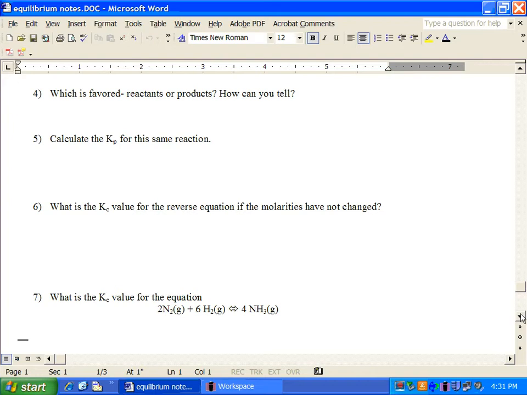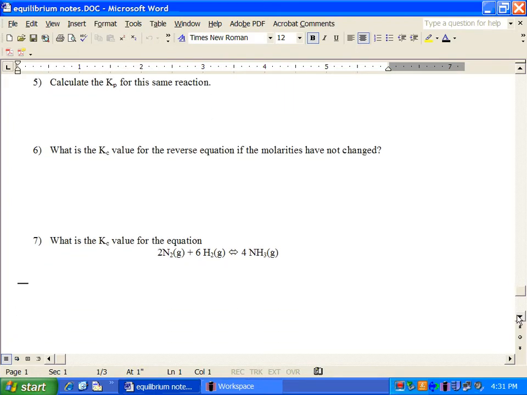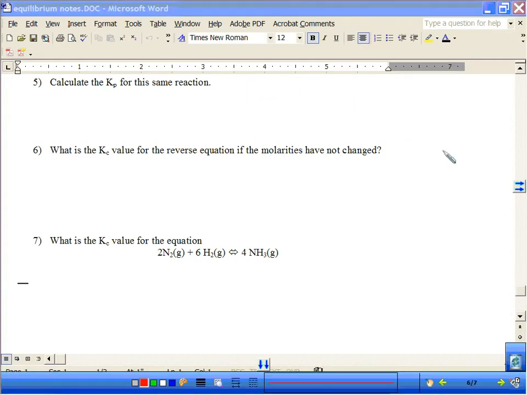Okay, our next question says, what is the KP for this reaction? I'll scoot all of these up here so I can see them. So, this is the KP for the reaction. Now, our reaction was N2 plus 3H2 made 2NH3. Okay, that's our reaction. And we found that the KC was 625 from the one right above it.